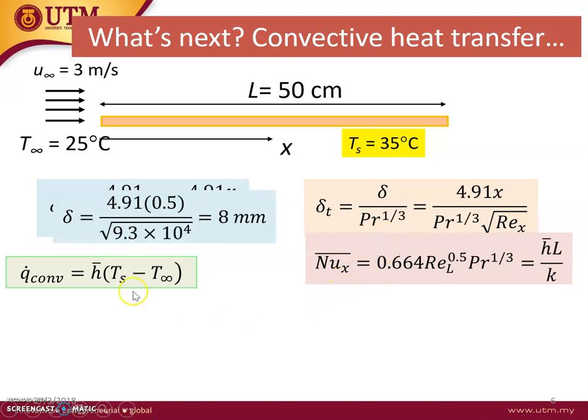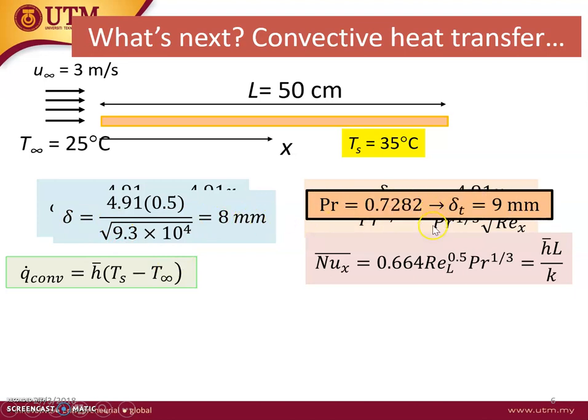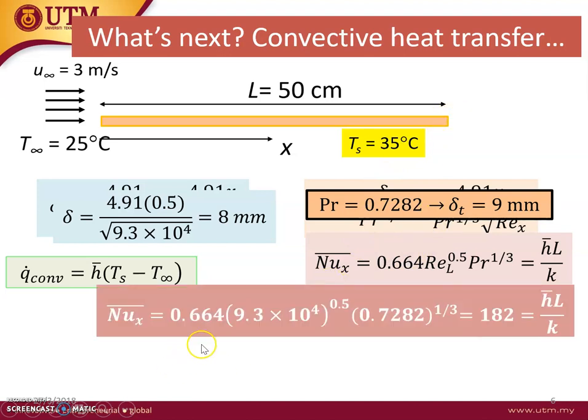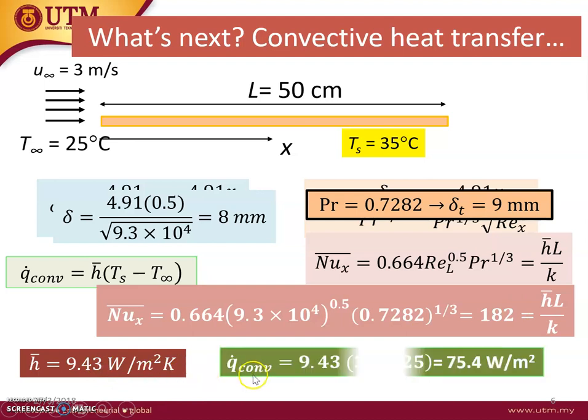So with the Nusselt number, here you get your velocity boundary layer at 8 mm, which is less than the thermal boundary layer. So the thermal boundary layer is thicker at the end of the plate. The Nusselt number you obtain, substitute that into the equation, and you get your average convective heat transfer coefficient, and consequently you get your heat flux of 75.4 watt per meter squared, because your area is not given here. If the area is given, you may multiply that quantity by the area.